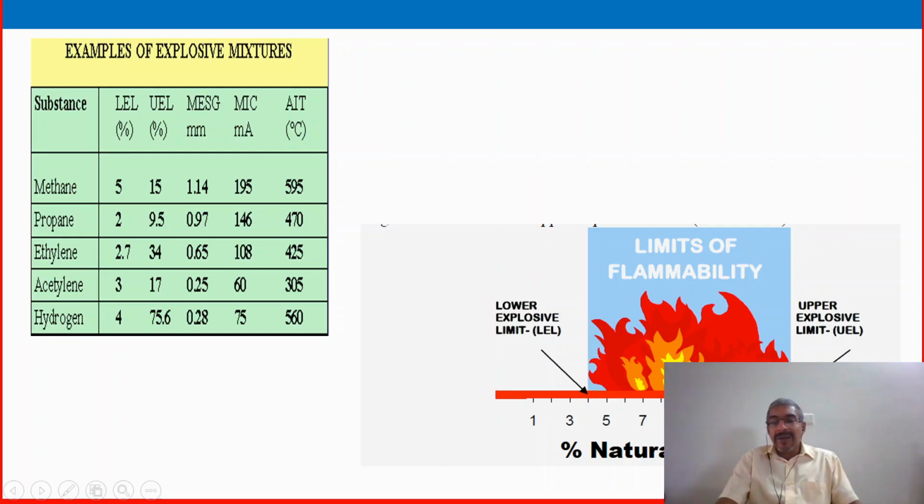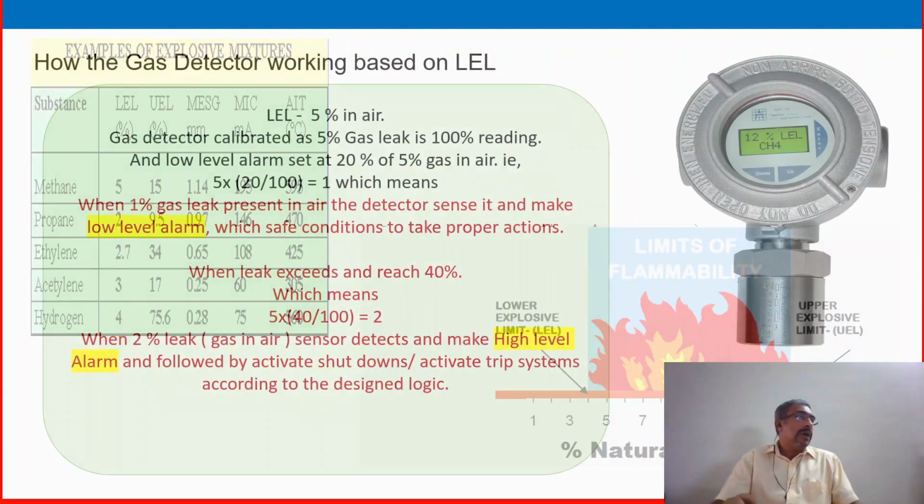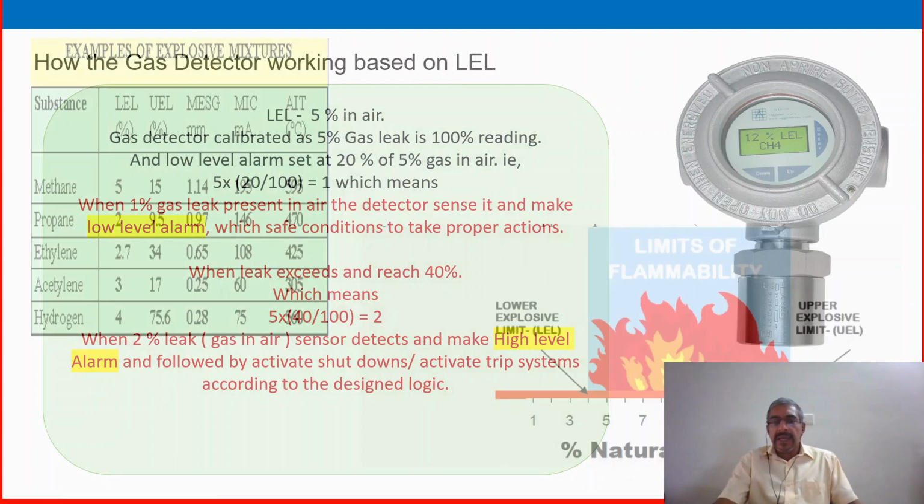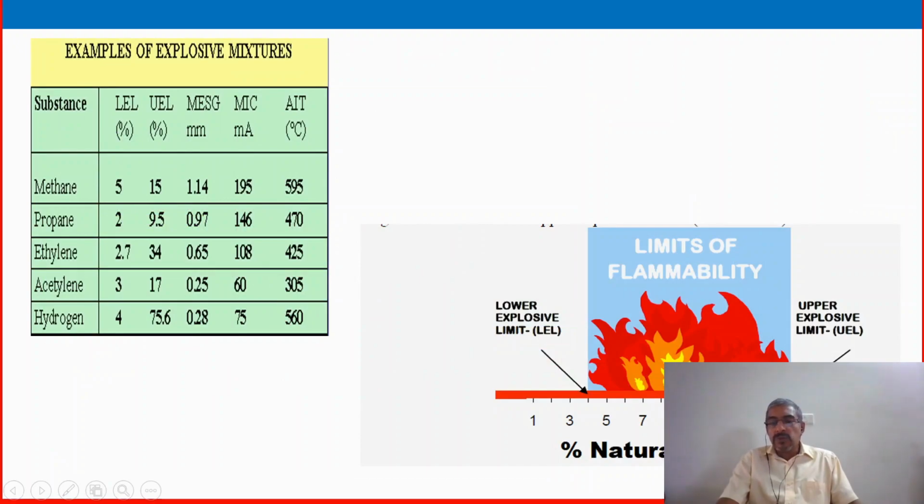Up to what level can it go? Up to 15%. If 15% methane and 85% air is available, that can also create a combustion mixture and be ready for combustion. That is called the upper explosive limit.